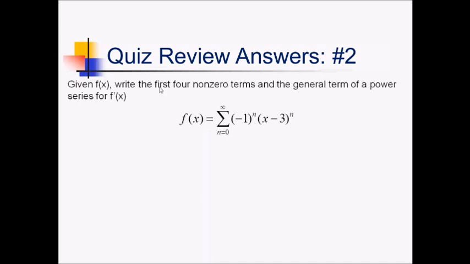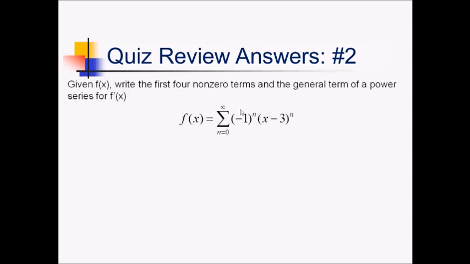On this problem, given this f of x that's defined with a sigma expression, we want the first four non-zero terms and the general term of a power series for f prime of x. Now, although they didn't ask for the first four non-zero terms of f of x, we're going to write them anyway, just so I can actually have something to take the derivative of. I guess I could take the derivative of this expression and then write out the series. That's another way to do it. But I like writing out the original series and then differentiating.